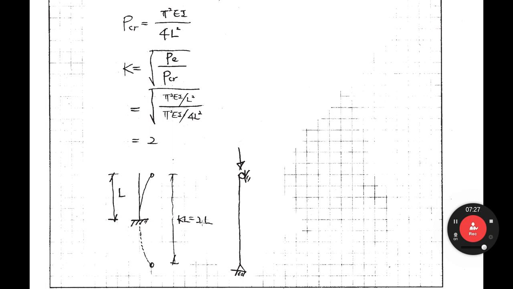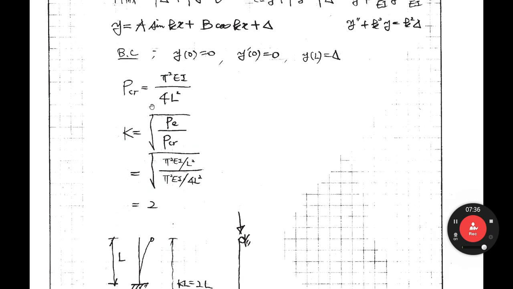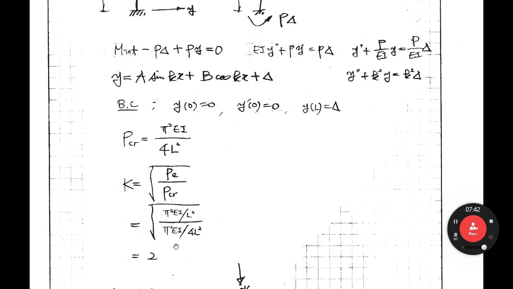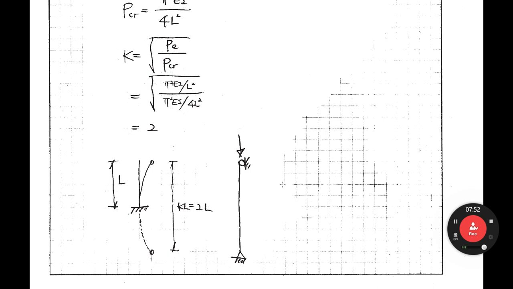We can get the K value using this kind of figure, or you can get it from this equation. Your own P critical is here, and the denominator is the Euler buckling load. Then you can get K equals 2. So you can get this K value using either of these two.